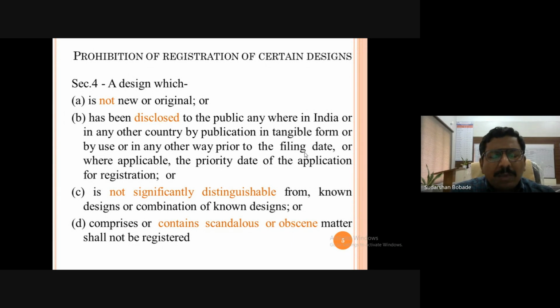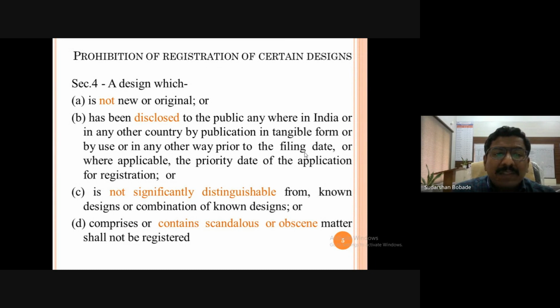Secondly, when we are talking about the design patent, first of all we must understand that it has not been disclosed to the public anywhere in India. Many times, while traveling by train or bus, public transportation, we come across many things for sale. Generally, those things are available for below 10 rupees, below 20 rupees, 50 rupees, 99 rupees, likewise.